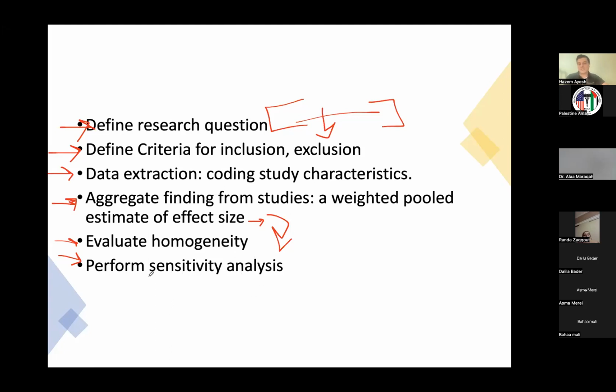And then you do something called sensitivity analysis, which is a way for you to make sure that your results are valid, even if you withdraw one of the studies. And probably Aziz or Muhammad will talk about this in detail, how to do the sensitivity analysis.